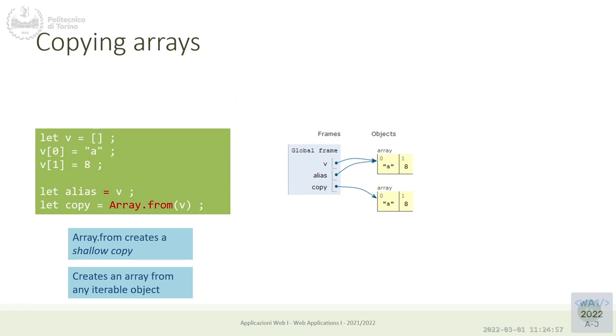For example, for arrays, there is a from method, a static method of the Array function that will create a new array from an existing iterable object. There may be another array. So if you really want to create a new copy, we should use different possible syntaxes. One is this from function.